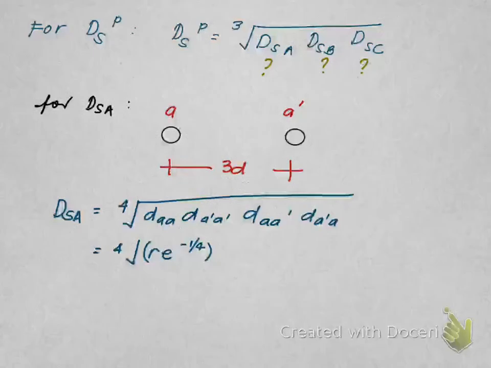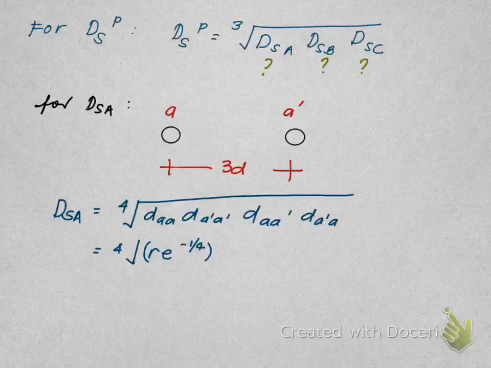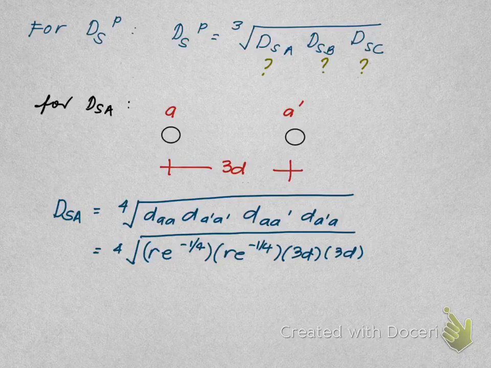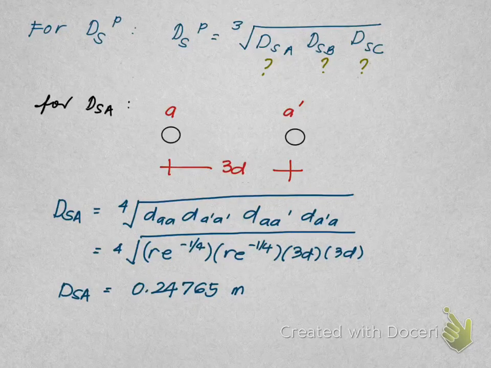And DAA is the R prime, or R e to the negative 1/4, or 0.7788 R. Also the DA prime A prime, then 3D and 3D. Simplifying and evaluating, we get 0.24765 meters. That's for DSA. Now we're down to DSB and DSC.